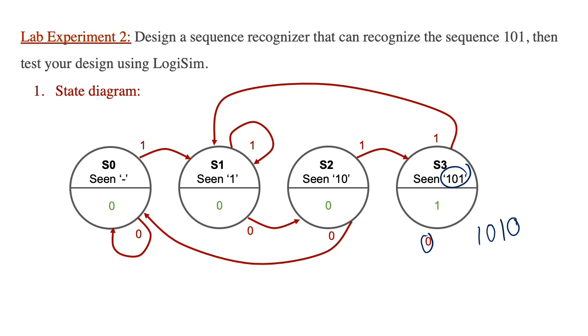And then I will check if there's any state that has seen 1, 0, 1, 0. No. What about 0, 1, 0? No. Now what about just simply 1, 0? Yes, that is state 2. So that means if I am in state 3 and I receive a 0, I'm gonna move to state 2. Now this completes the state diagram for my sequence recognizer that recognizes the sequence 1, 0, 1.